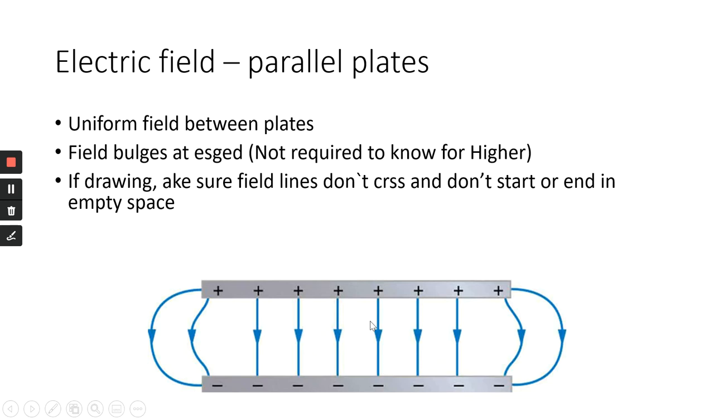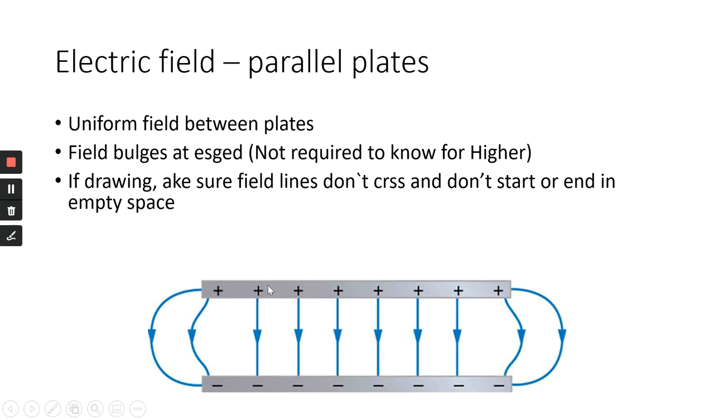These field lines are equally spaced, and this tells us that anywhere within this region we put a charge, it will experience a uniform force. The force will be the same no matter where we put it. We could put it here towards the positive plate, here towards the negative plate. We could put it over here, over here. Anywhere we want, the charge is going to experience the same force.